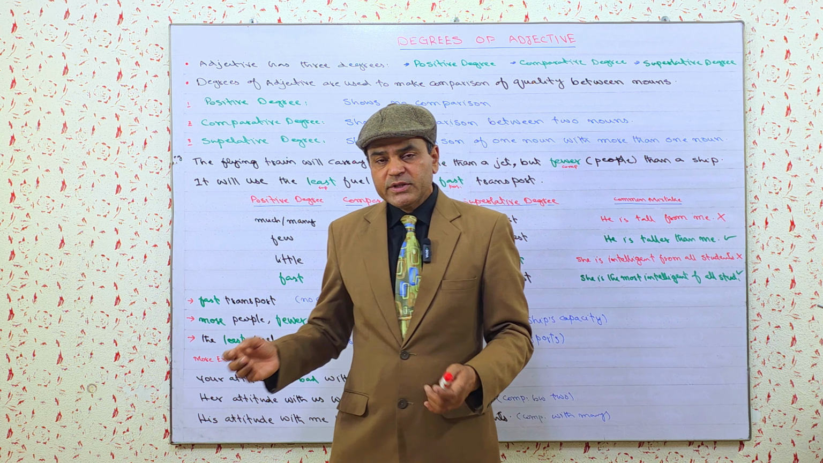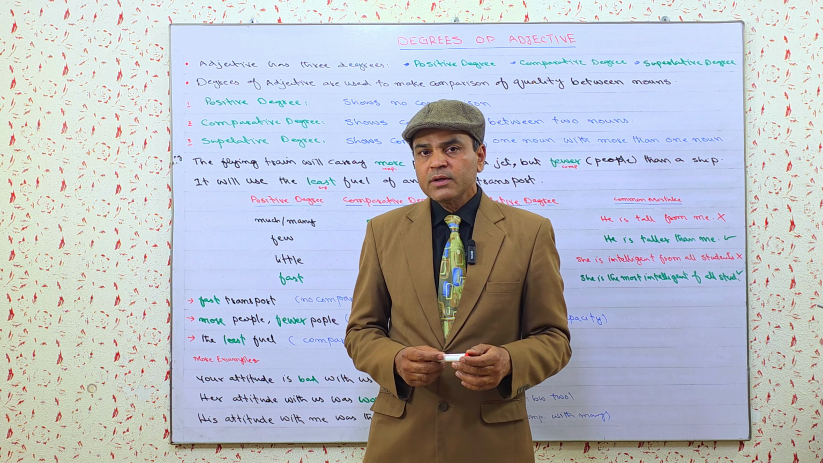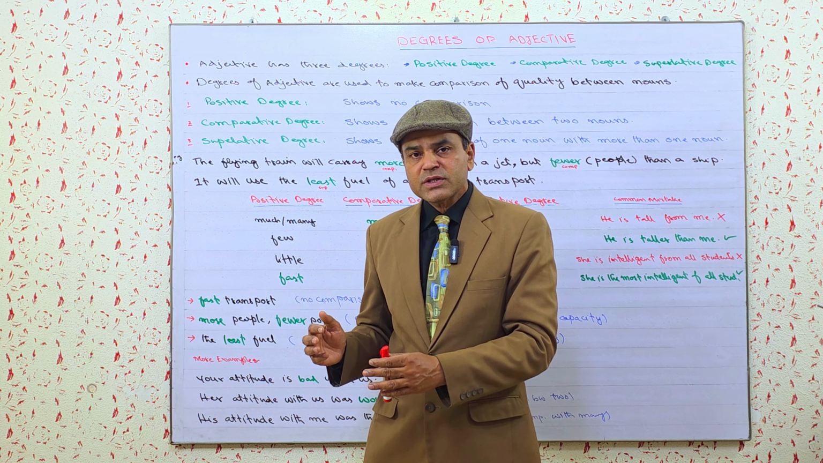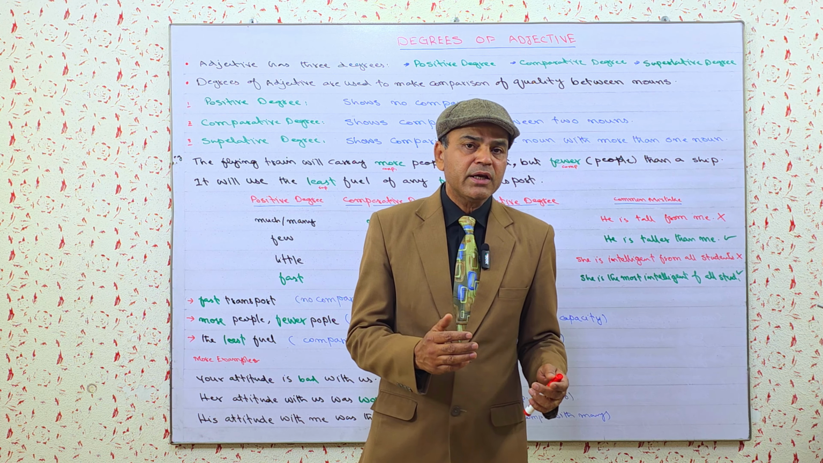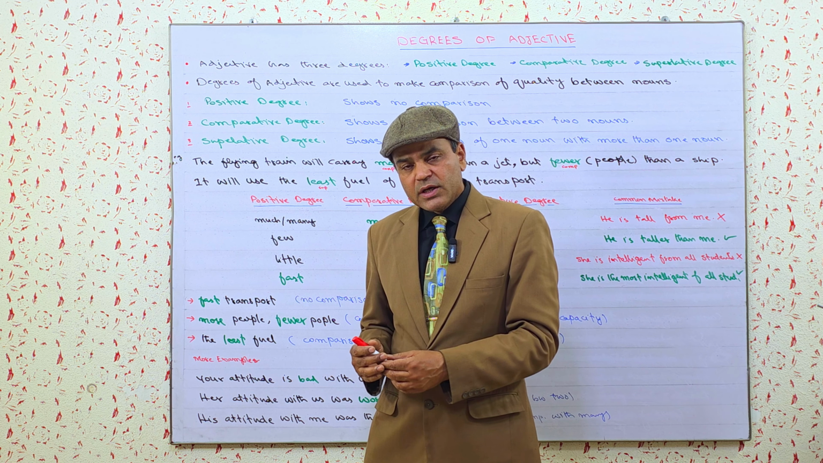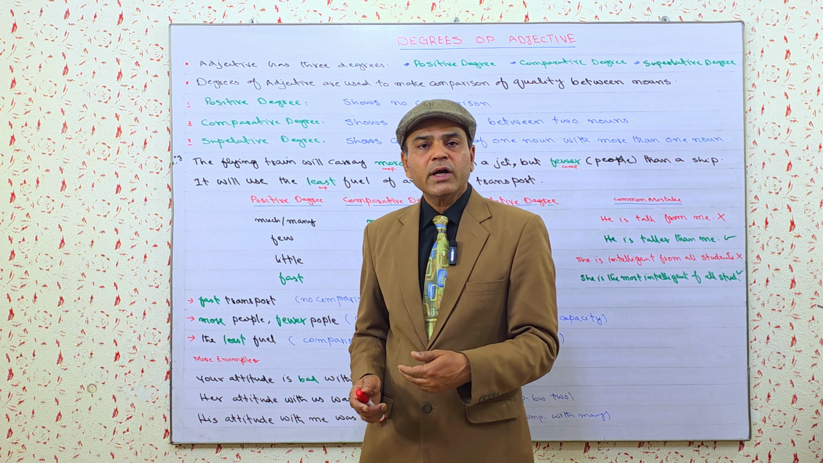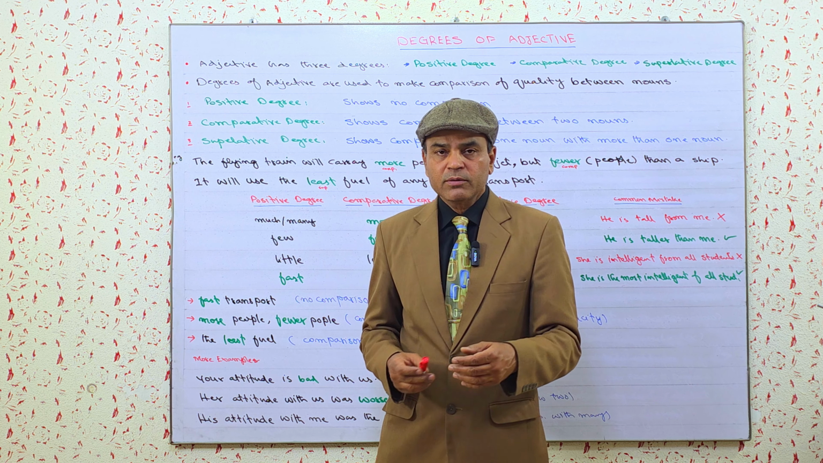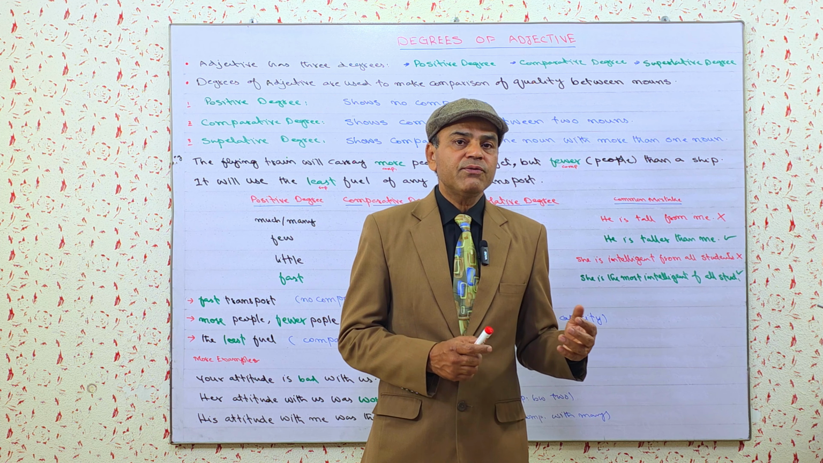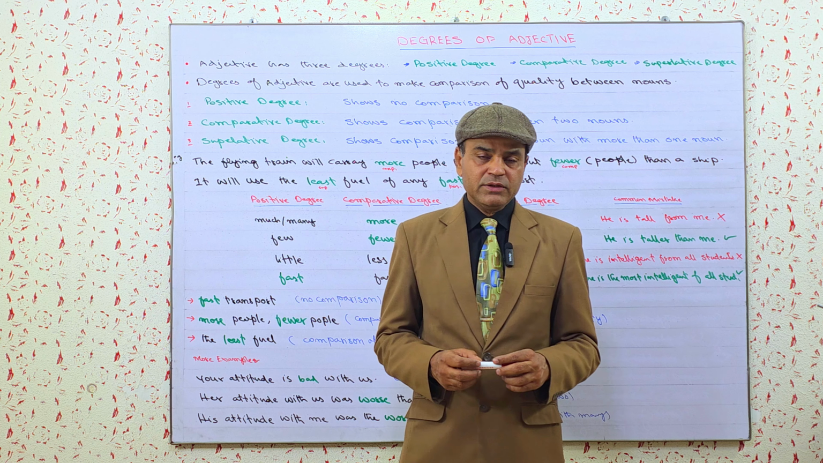But when we have two persons or two things and they have any quality, it is not necessary that both of the nouns have the same degree of the quality. Some nouns have a lesser degree of the quality and others have more. So to show this thing, we use different degrees of adjective.